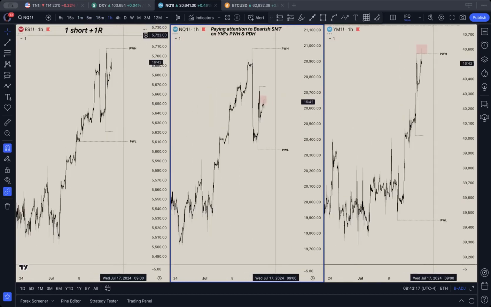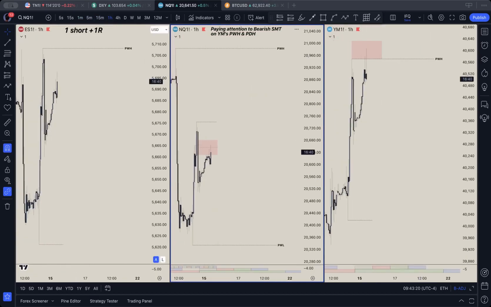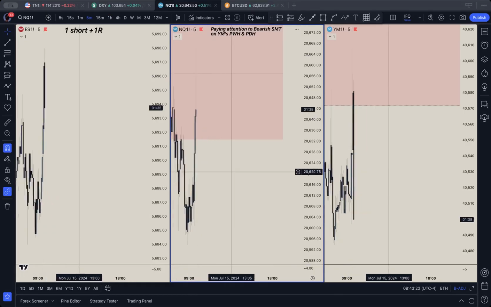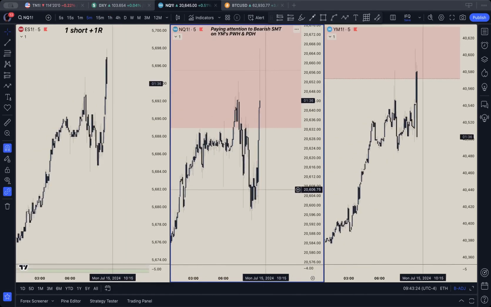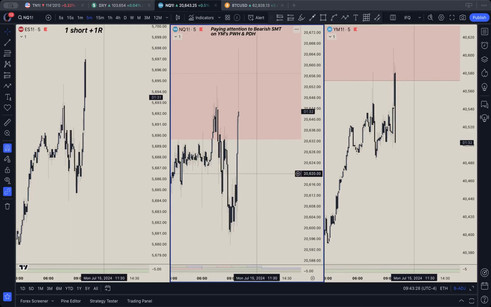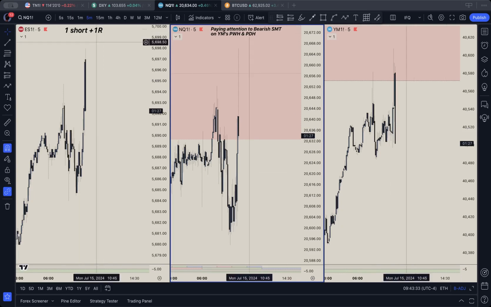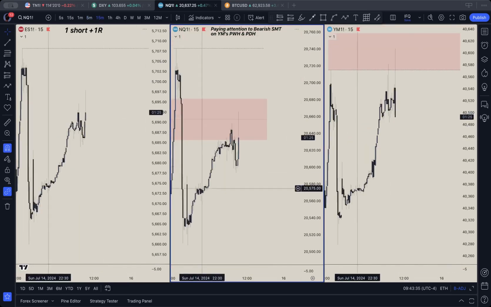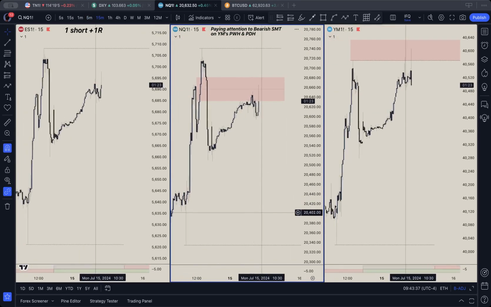So this is the hourly balance price range, so we're going to use 5-minute price action to gauge it. And so once again, that's why I was paying attention to this SMT right here. But I'll do a full trade breakdown for what I took, and then that'll make more sense for you guys.